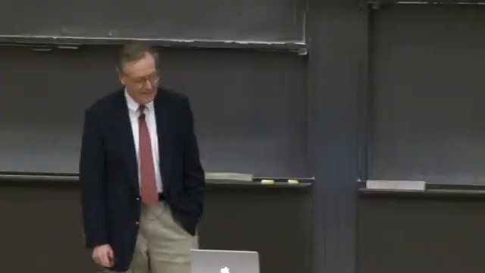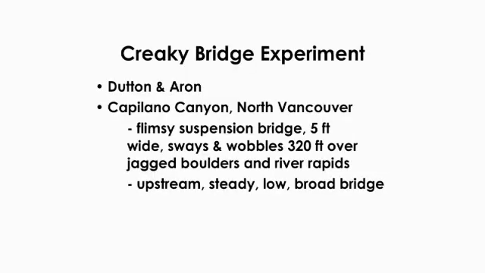So here's the experiment. This was done by Dutton and Aron in North Vancouver, Canada. They did the experiment in an area where there were two bridges, pretty near each other. One was a flimsy suspension bridge, 5 feet wide, swaying and wobbling 320 feet over jagged boulders and river rapids. So you have to imagine Indiana Jones. You come to this bridge and you're going, I don't know. The other one upstream, same river, same Canadian district, is a steady, low, broad bridge, no problem at all. You could drive your car over that. Two bridges over the same waters, one seeming scary, one not.